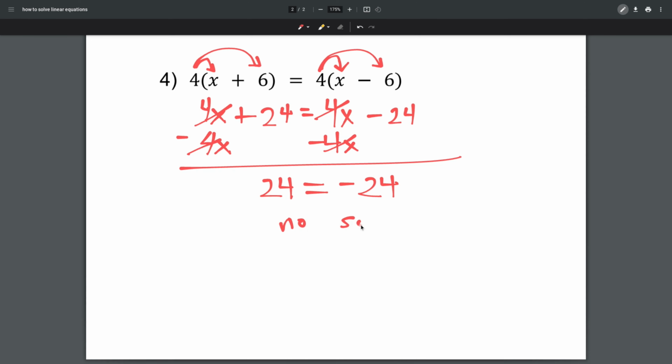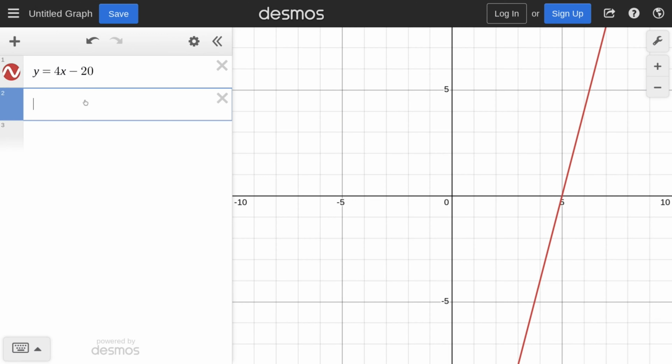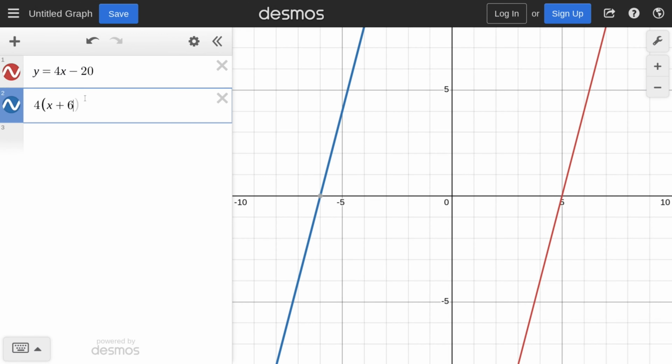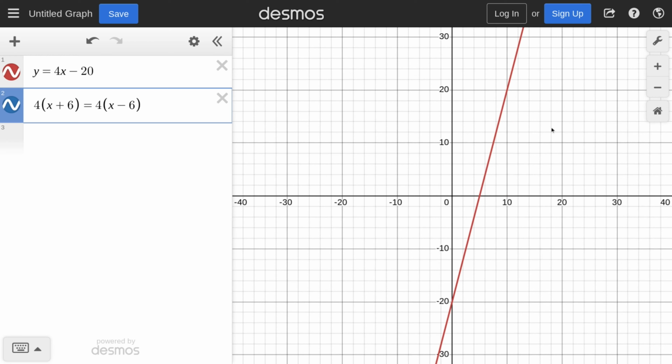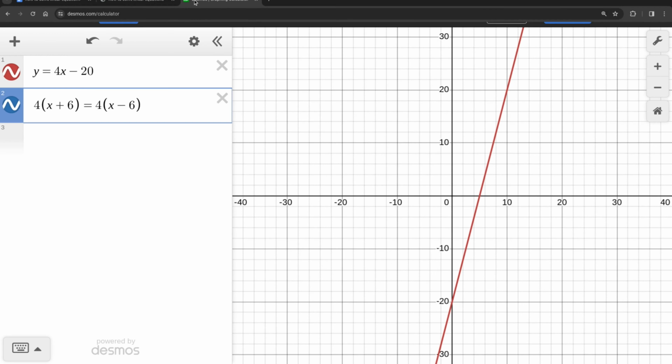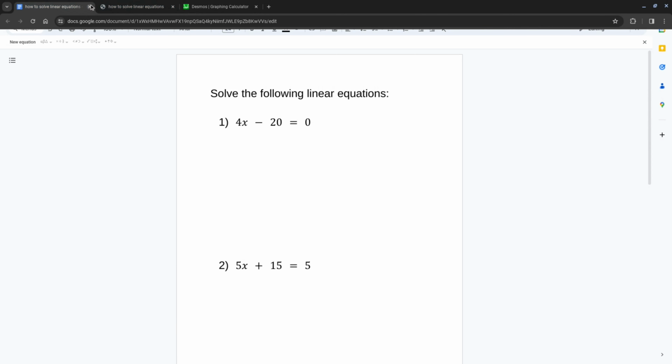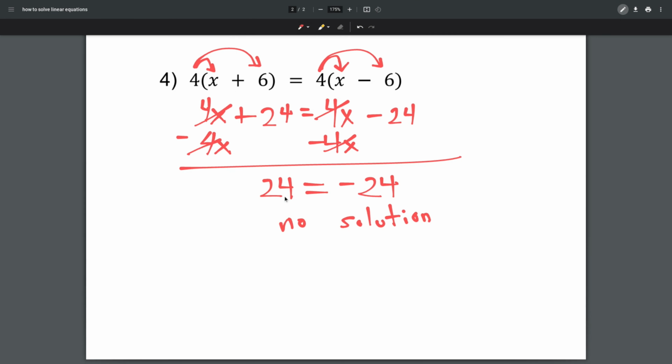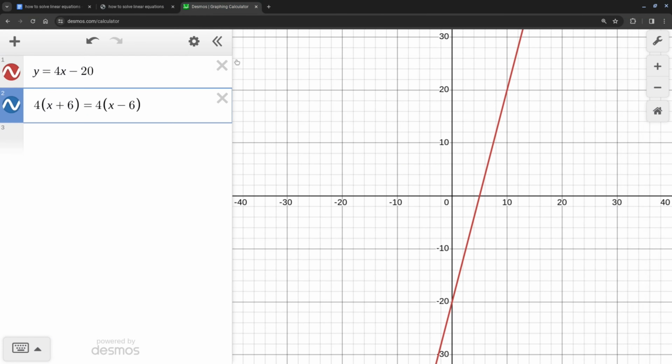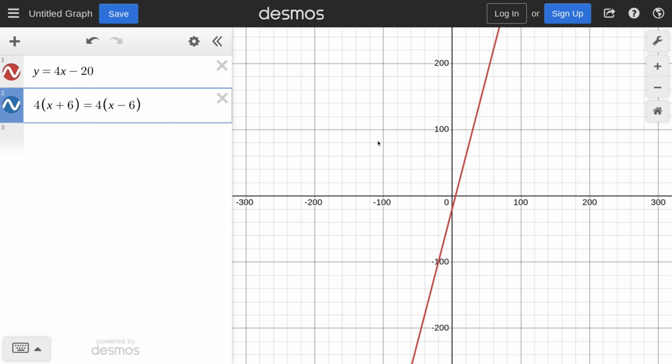So in this particular case, sometimes this is like a trick one. There is no solution. Let's just take a look at what Desmos does when I plug this in. So I'm going to do 4 times x plus 6 equals 4 times x minus 6. And you'll see that it doesn't graph anything because it doesn't really know what to do. Now, another kind of example of this would be, let's say I move the 24 over, so I got 0 equals negative 48. And I said, well, y equals negative 48. What would that be? So we see nothing here.